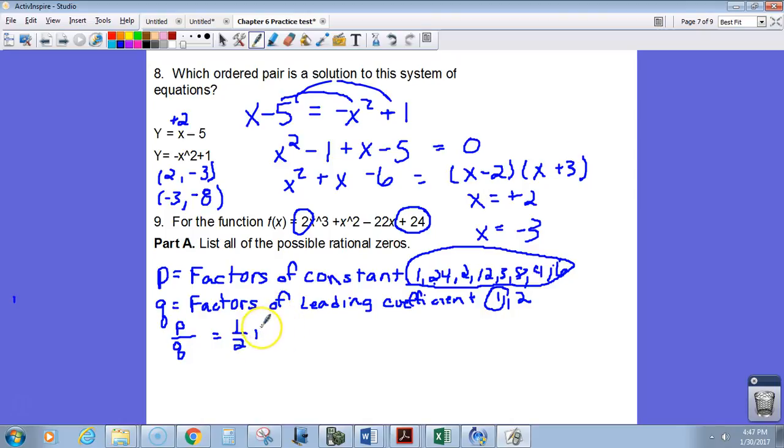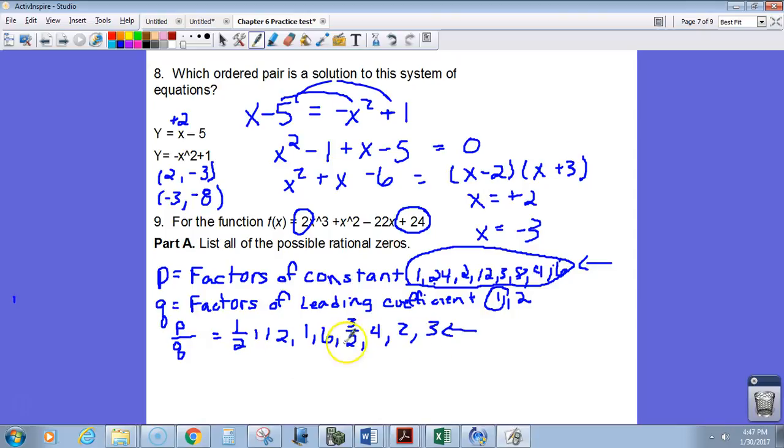My second would be 24 over 2, which is 12. 2 over 2 is 1. 12 over 2 is 6. 3 over 2 is 1.5, or I'll just put 3 over 2. 8 over 2 is 4. 4 over 2 is 2. And 6 over 2 is 3. Okay, so all of these plus all of these are all of our possible rational zeros.